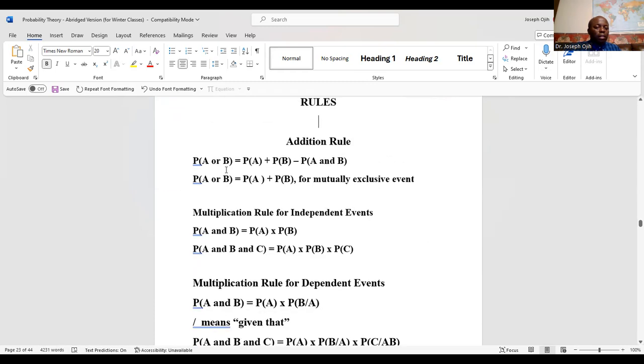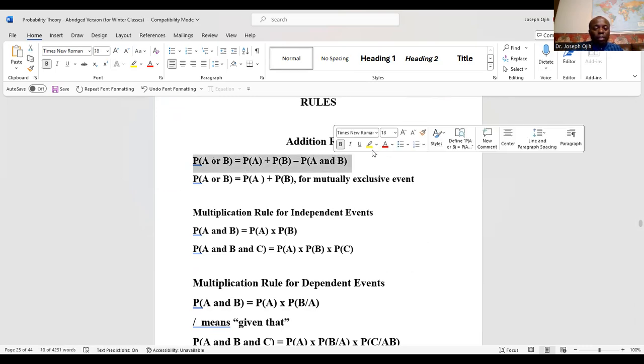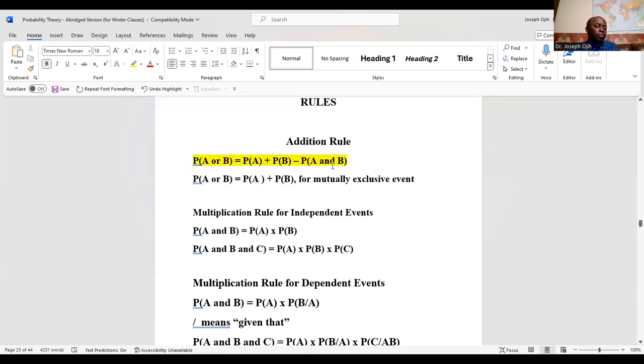It says the probability of event A or B is the probability of event A plus the probability of event B minus the probability of event A and B. This is the addition rule. And if there are three events, it continues like that.